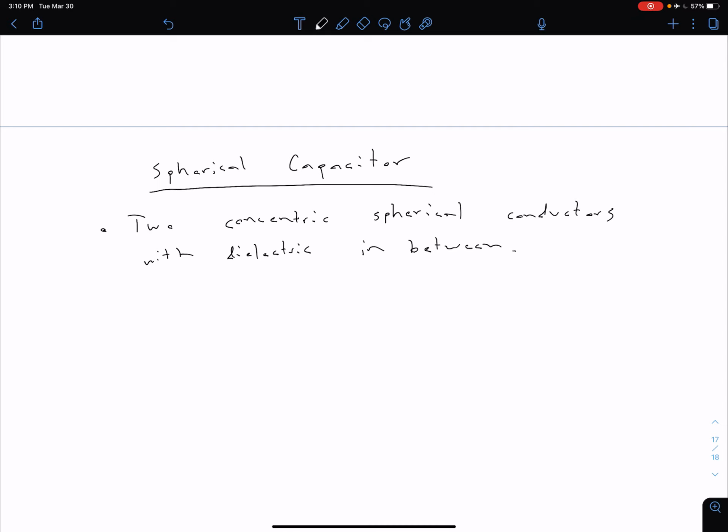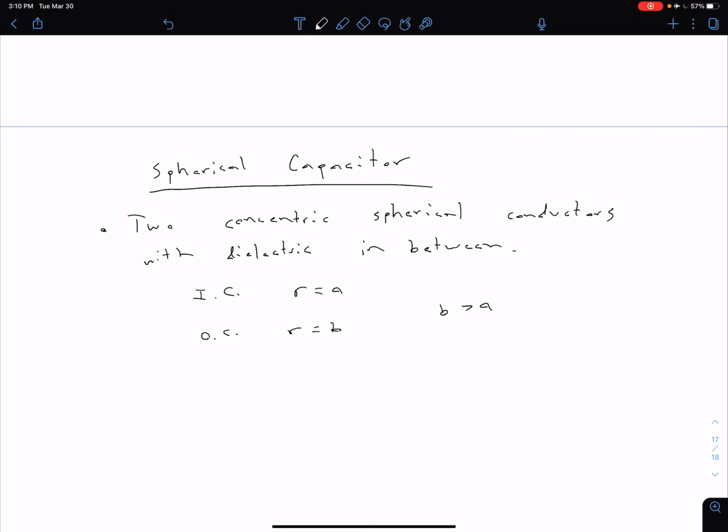Let's say for our inner conductor, IC, R is equal to A. So that's the radius of our inner conductor. And the outer conductor is going to have some radius B. And of course, B is greater than A.